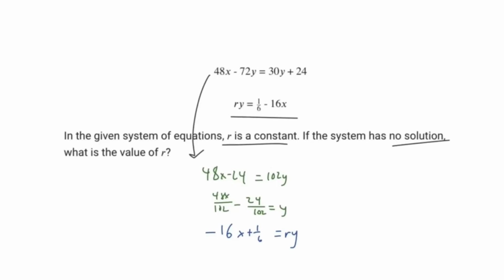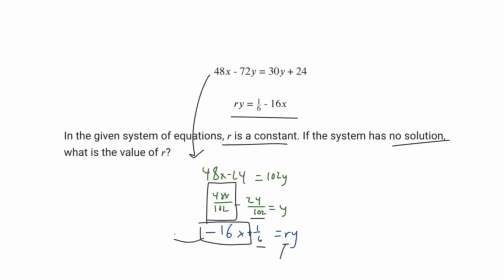This is important because we want to know the actual slopes, right? So our actual slope here is 48x over 102. And this one over here is negative 16x. And this is important because when you talk about a system with no solution, that means the lines don't intersect. In a system of linear equations, the only way that those two lines don't intersect is if those lines are parallel, right? And how do you get parallel lines? Well, you need the exact same slope, but different y-intercepts. So you can see here that they have different y-intercepts, but they need the same slope, which they currently don't have. But we can give them the same slope by changing R to the correct value.